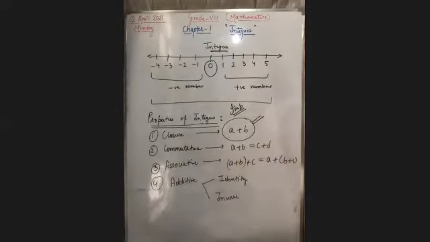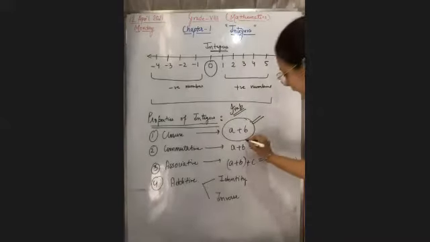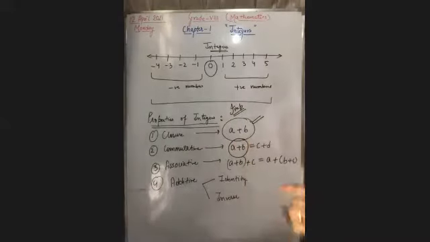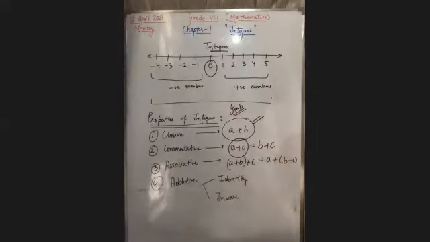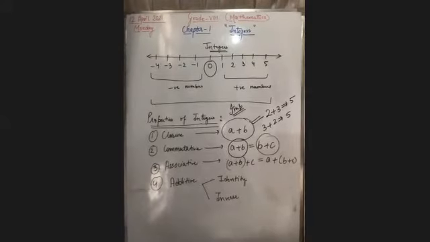Now come to the commutative property. It says that when you add a plus b, that will be absolutely equal to b plus a. Suppose I'm adding 2 plus 3, my answer will be 5. If I'm adding 3 plus 2, my answer will again be 5. So they're saying that you can write in any order. Answer will be absolutely the same. Left hand side will be equal to right hand side. Got it? Up to here, it's clear to everyone, right?